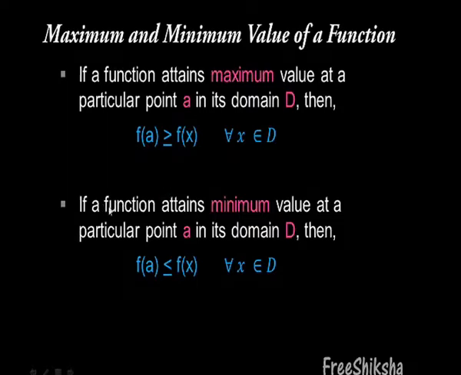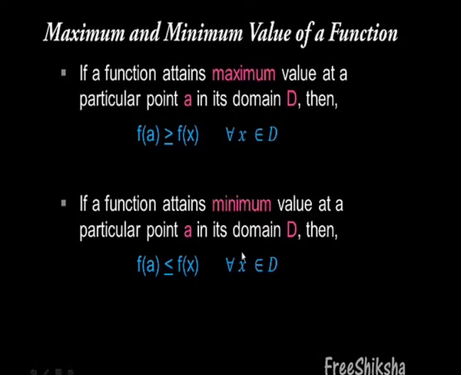And similarly you have the definition for the minimum value of a function. If it has a minimum value at point A in its entire domain, that means the value of the function at that point would be less than or equal to the function's value in its entire domain.